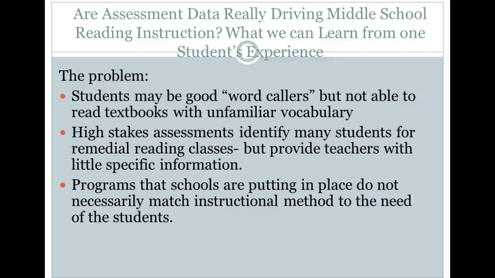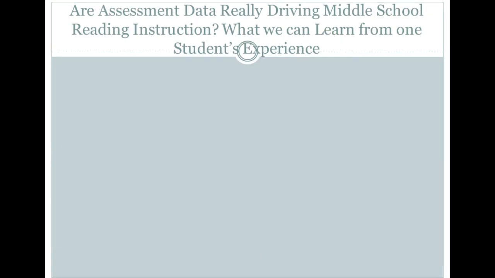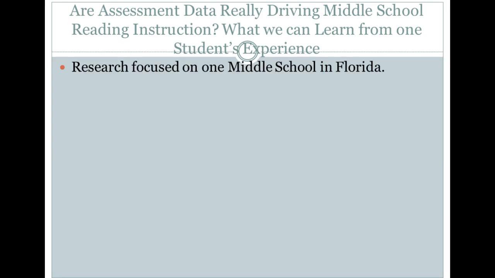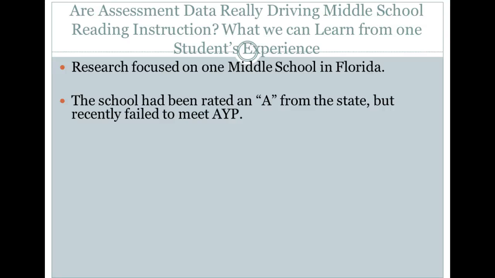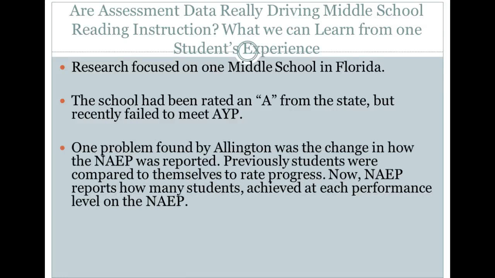So programs that schools are putting in place don't necessarily match the instructional method to the need of the students, because they don't know what the need of the students are beyond the fact that they performed poorly and are not proficient on the test. So the research was focused on one middle school in Florida. They'd been rated an A from the state, but recently failed to meet AYP. One problem found by Allington was the change in how the NAEP was reported. So previously, students were compared to themselves, so more of a criterion reference. Now, NAEP reports how many students achieved at a performance level, so now they're doing a norm reference test.